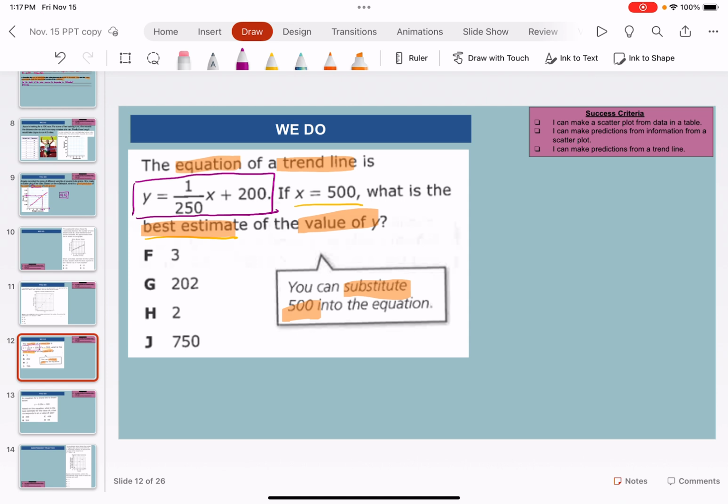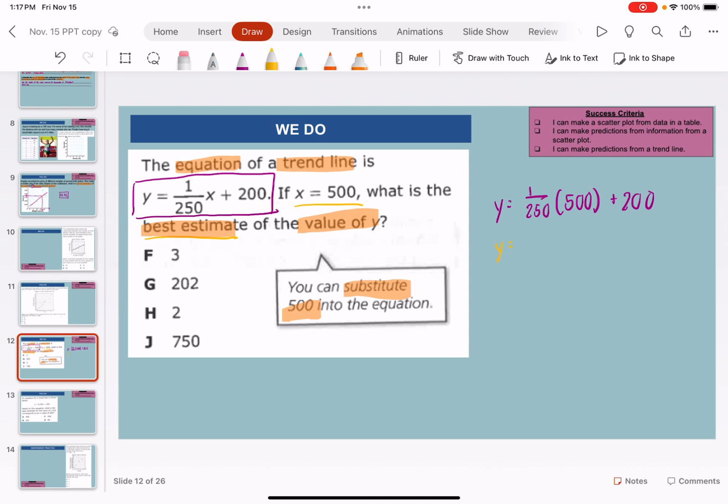So that's what I'm going to do. I have y is equal to 1 over 250 x plus 200. But instead of writing the x, I'm going to plug it back into the equation. So I know my x is 500. So I'm going to go ahead and put that in here. Yes, I can use Desmos, type this in, solve it. But because this is easy math, I'm going to go ahead and do it, right?